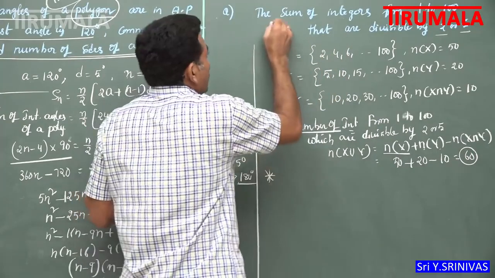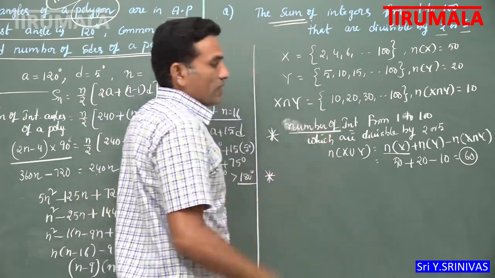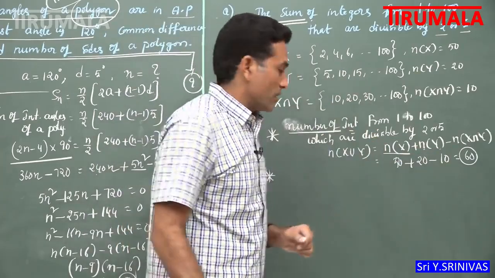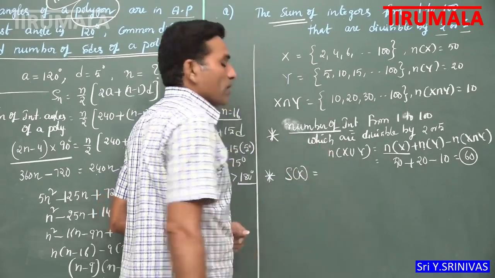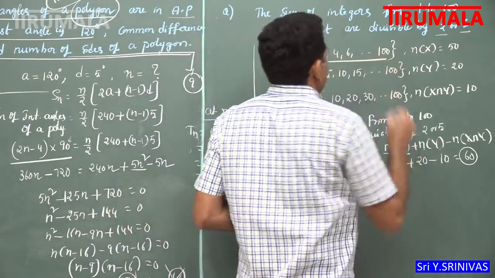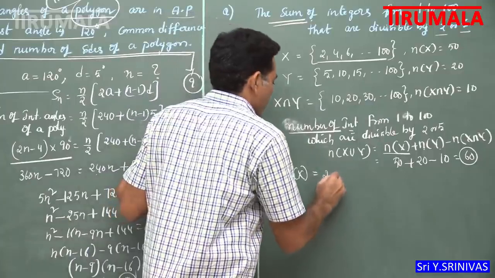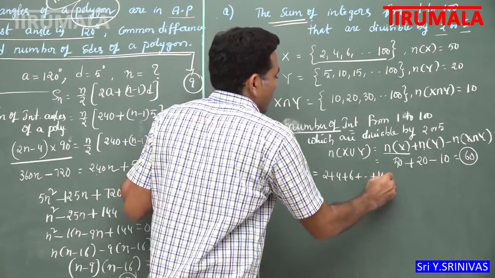We find the next question. In this question, required is the sum of the integers. That means we find the sum of 60 numbers. Now S of x. What is the meaning of S of x? S of x is the sum of the numbers which are divisible by 2. That means 2 plus 4 plus 6 and so on up to 100.